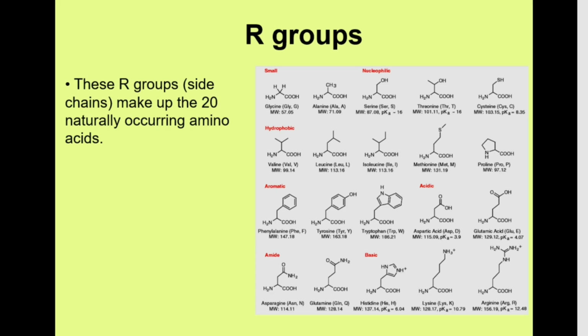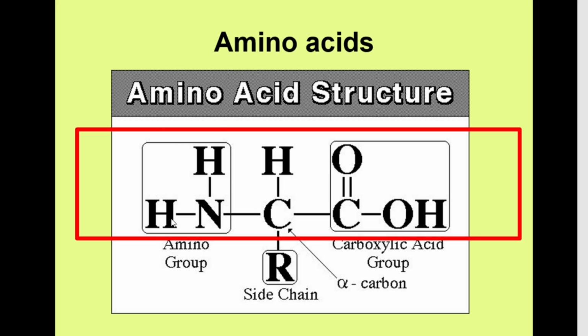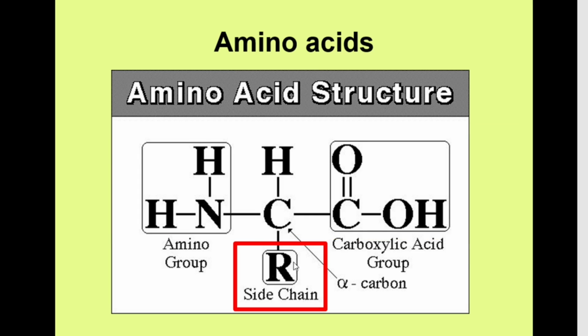So just keep in mind that there are 20 different amino acids, and the backbone of the amino acid, this bit, is always going to be the same. So carbon, hydrogen, the carboxyl group, and the amino group, this is the same in all 20 of our amino acids. It's our side chains or our R groups that are different, and there are 20 different side chains, so that gives us 20 different amino acids.